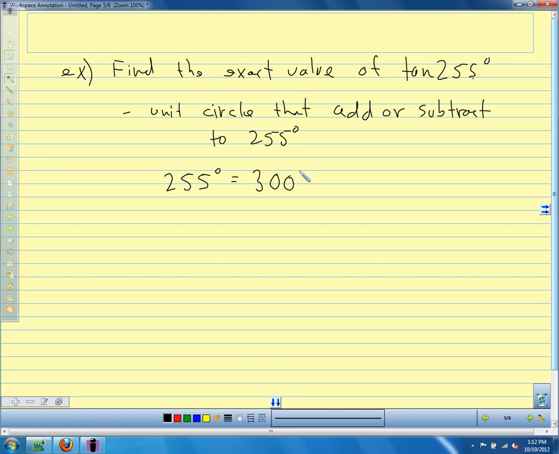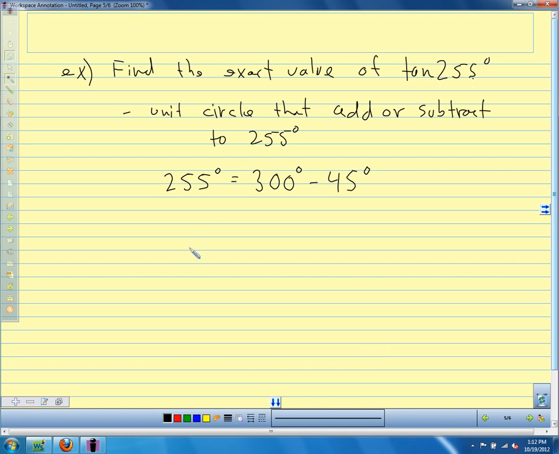I'm going to say 300 minus 45. 300 is on our unit circle. That is 5 pi over 3. And 45 degrees is for sure on our unit circle.